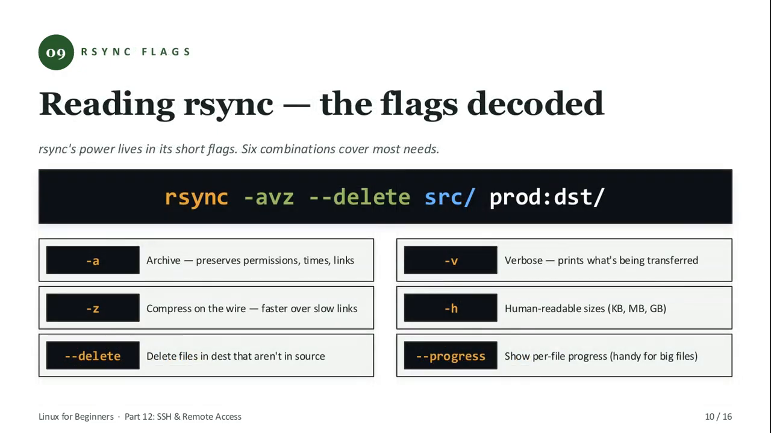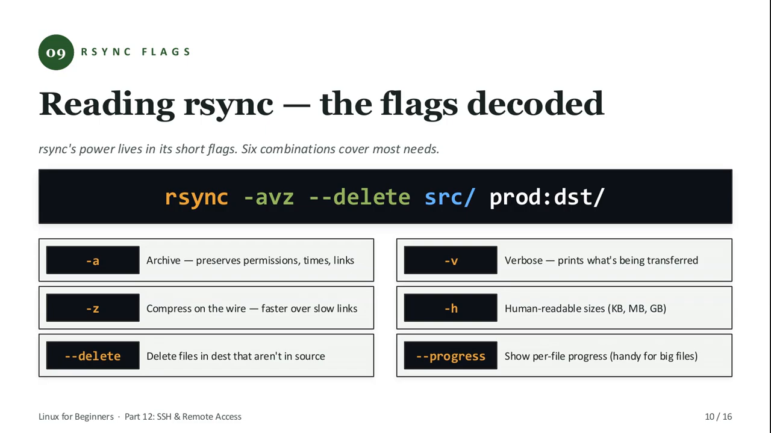Since I just mentioned -avz, let's actually decode it. The a is archive mode. It bundles together all the things you usually want preserved: permissions, timestamps, symlinks. The z compresses data on the wire, which really helps over slower links, and v just makes rsync chatty so you can see what's moving.